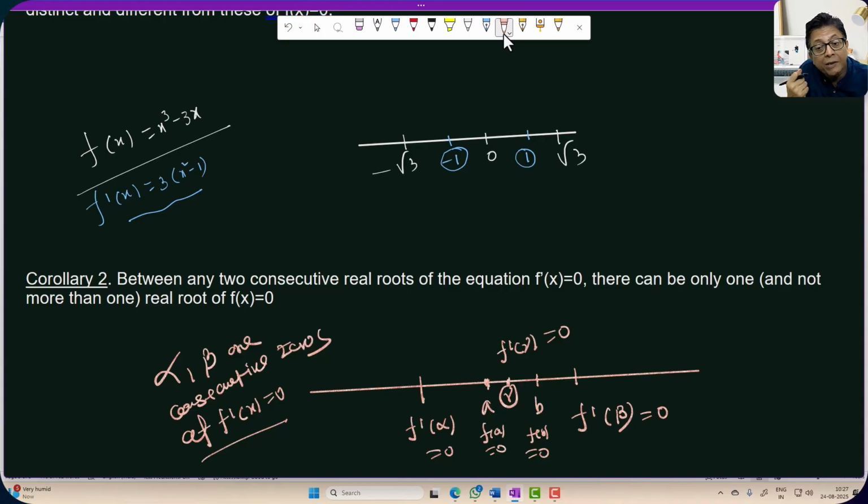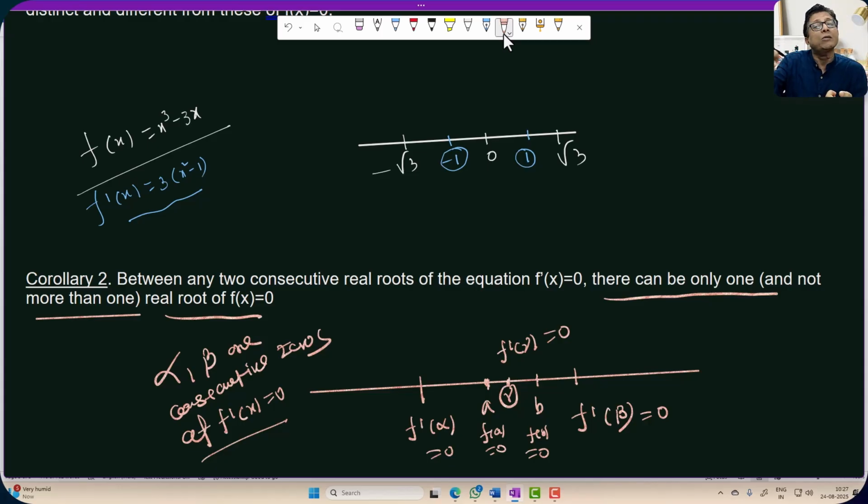So what is happening? You stated conjugate roots, but you are getting another root. It's a contradiction, not possible. That's why we can state that there can be only one, not more than one. I have stated again, real root of f(x). This is very important. So the basic concept, which is very important, you have understood today.